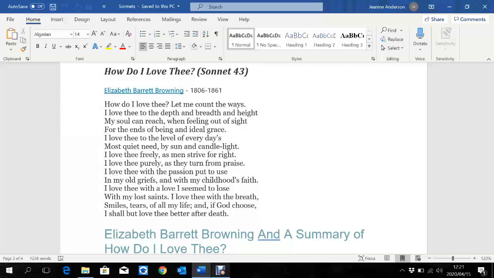All right, so she says, "How do I love thee? Let me count the ways. I love thee to the depth and breadth and height my soul can reach." So she doesn't just love him physically, she doesn't just love him emotionally, she loves him with everything that she has.